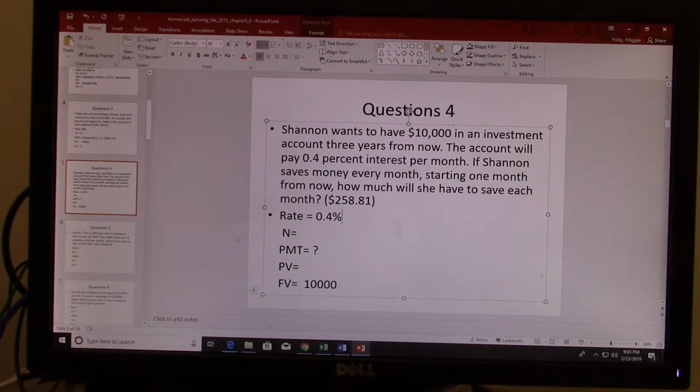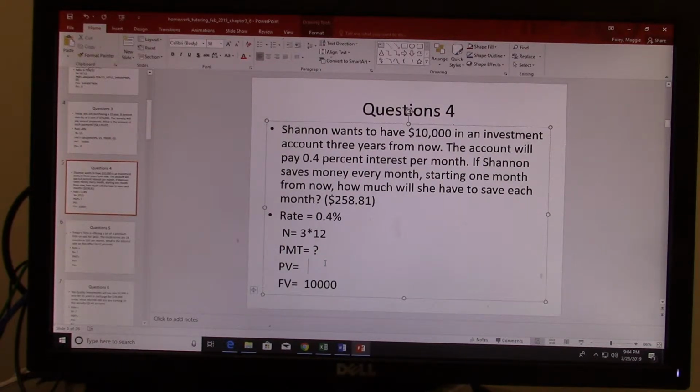Okay, something was missing here. 3 years. This is a 3-year investment plan, so N should be 3 years, but don't forget to multiply by 12 since this is the monthly plan. Okay, so PV is how much? PV is the present value. Also, at this moment, how much is the value in the account?